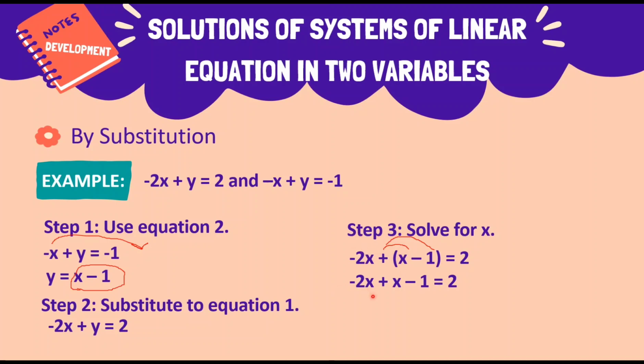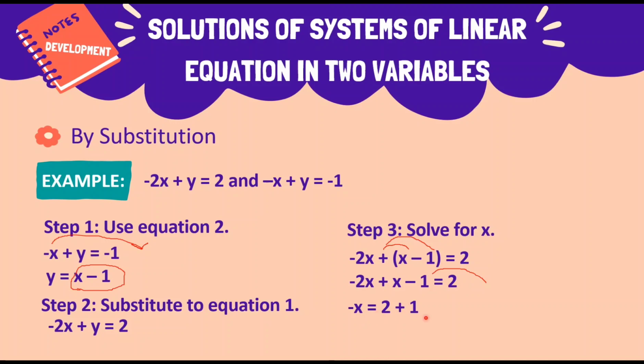So, let us combine like terms. So, as you can see, negative 2x plus x, we have negative x. Tama ba? Okay, negative x. So, transpose natin si negative 1 to the other side of the equation. So, it becomes positive 1. So, ulitin ko ulit. Negative 2x plus x, we have negative x. And then, pag transpose natin si negative 1 to the other side of the equation, it becomes positive 1. So, therefore, it becomes 2 plus 1. So, we have negative x is equal to 2 plus 1.